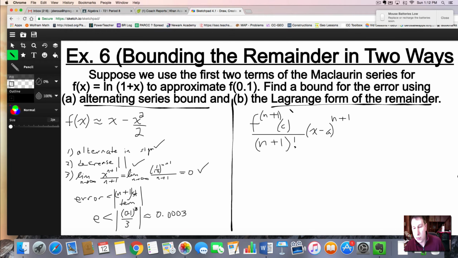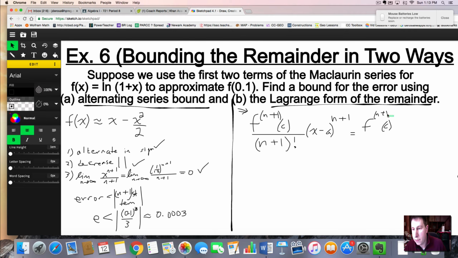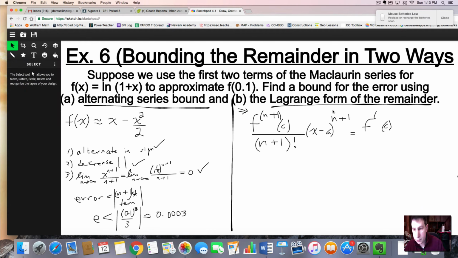So when we're using this formula, and again, here I would say the alternating series bound is easier, but in some problems that's not available to you. So you are going to have to reckon with this Lagrange formula. Simply go component by component and see what you can plug in. So in this case, we know that this is going to be equal to the n plus first derivative evaluated at c. We already have two terms in our formula, since we're taking the first two terms. So this is going to be the third term that we're considering.